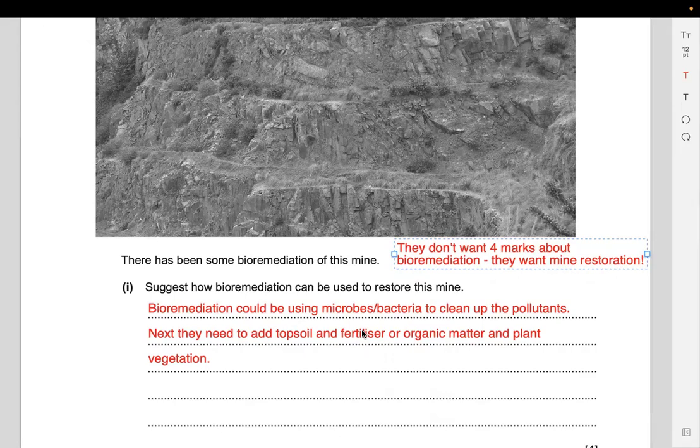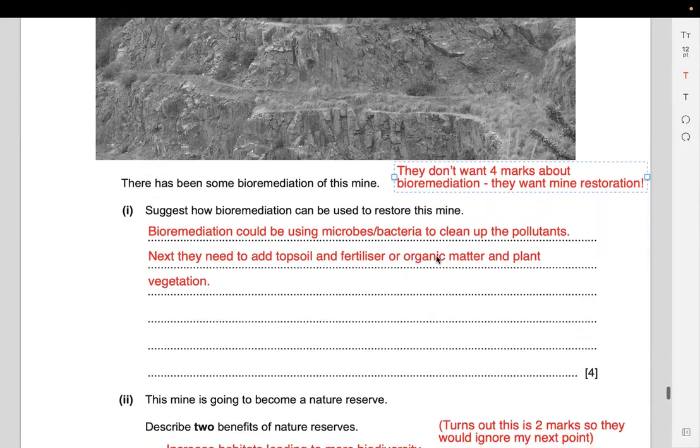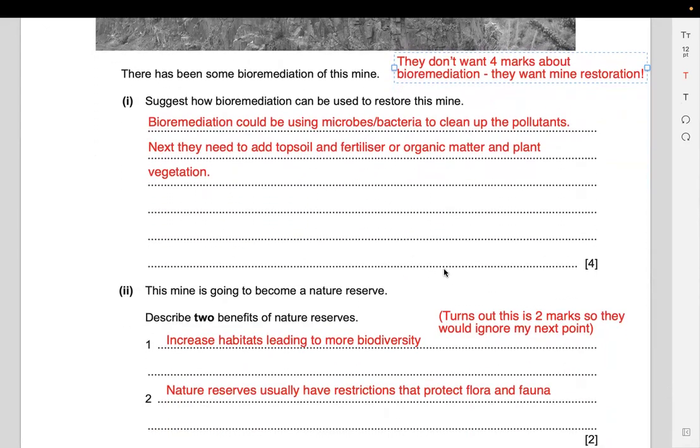It can't be. And it talks about mine restoration. So maybe they want the extra stuff. Sure enough, you go to the mark scheme and they want the extra stuff. So mine restoration is always add soil, add fertilizer. It's been in the past. Well, this time it says organic matter. So notice I slipped in "or organic matter". I've always said topsoil, fertilizer, plant vegetation. But now in 2024, they've changed that to organic matter, which is better than chemical fertilizer, but it could be fertilizer.